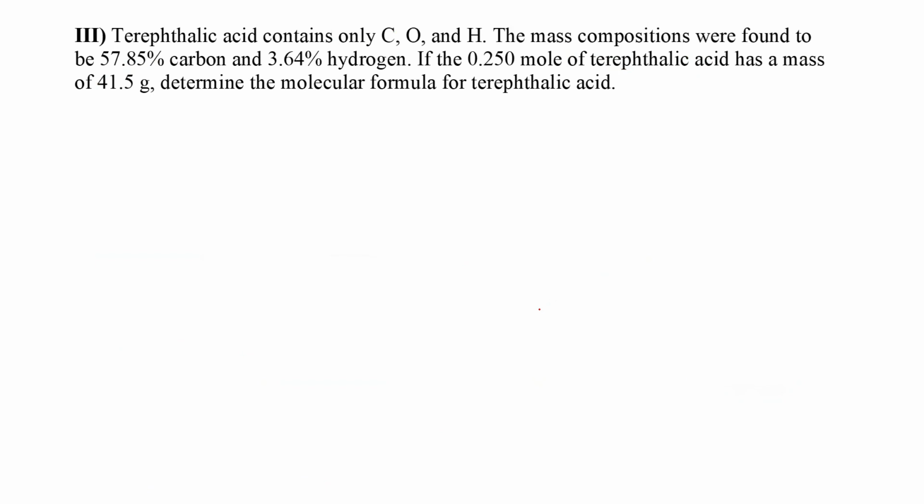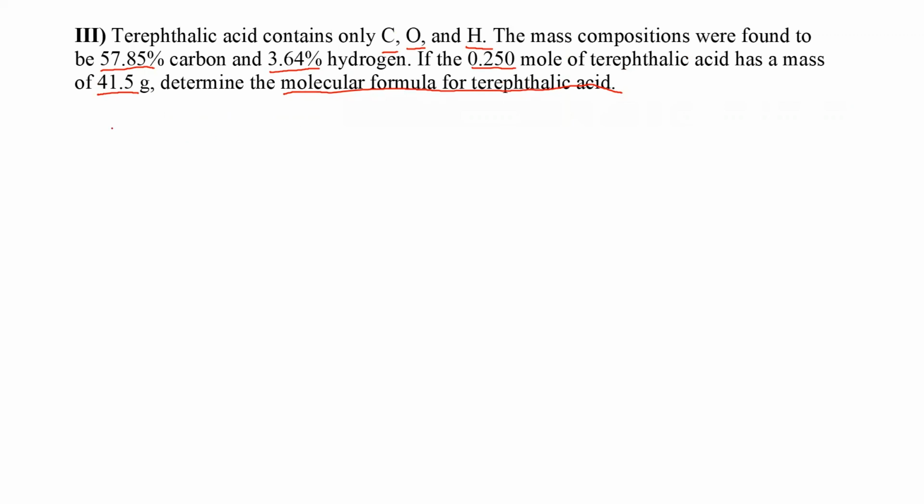Terephthalic acid contains only carbon, oxygen, and hydrogen. We have only carbon, oxygen, and hydrogen. The mass compositions were found to be, for carbon 57.85, for hydrogen 3.64. So knowing that there is only carbon, oxygen, and hydrogen, we can deduce the percentage of oxygen. If 0.250 mole of terephthalic acid has a mass of 41.5 grams, determine the molecular formula of terephthalic acid. So we need to determine the molecular formula of terephthalic acid.